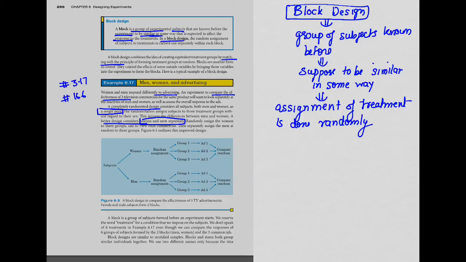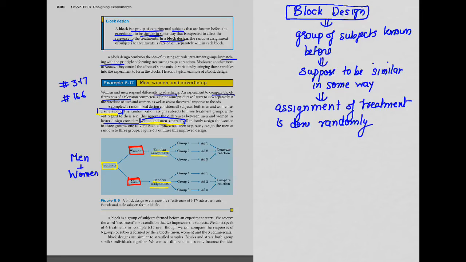So instead of having a single pool, we're going to differentiate and make 2 groups. One belongs to women and the other is men. So why? So that we have matched pairs. All the women are the same in terms of gender, and the men are a very similar group. And then within each group, we're going to do random assignment. Random assignment is done between the women and the men here.